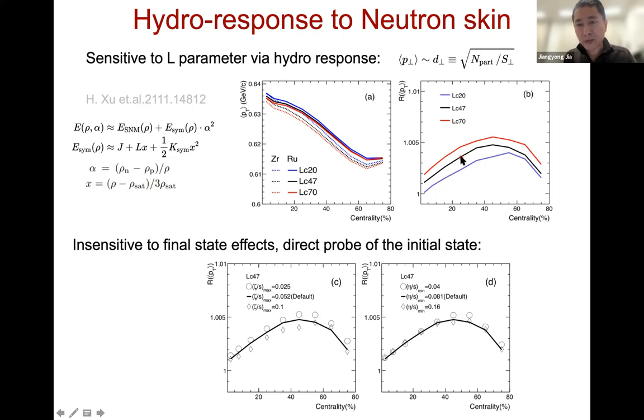And this sensitivity is not washed out by the final state effect. Like if you put in different bulk viscosity and shear viscosity, okay, the value changes a little bit, right? But they mostly still survive. So this actually tells you they are mostly sensitive to the initial state.